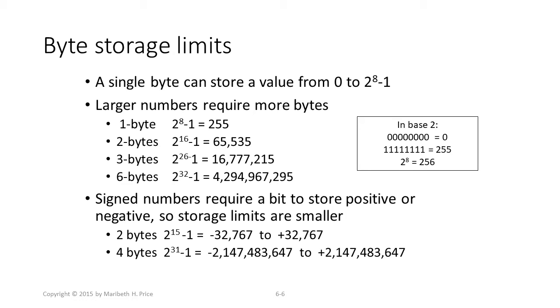If you have signed numbers, meaning positive and negative, it requires a little bit more to store positive or negative numbers, so the storage limits are smaller. Instead of 2 bytes being 65,000 and change, it becomes 32,000 and change. Why? Because it has to be 32,000 on the plus side and 32,000 on the minus side. So what matters is you understand the limitations in terms of the size of the number, okay?